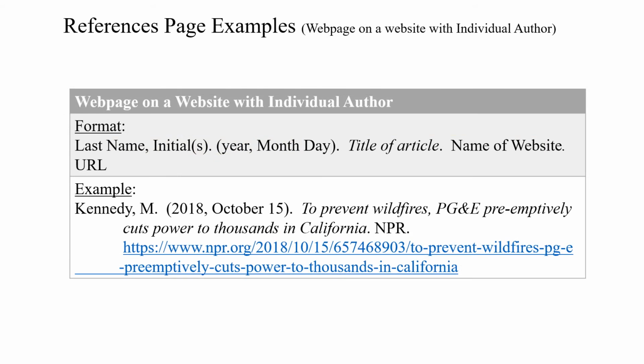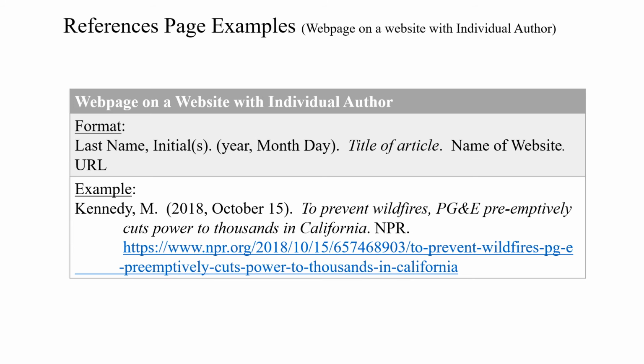We have looked at book references and journal references. Now we will look at the third most common reference, a web page on a website. This example is a web page article with an individual author. The format starts with the last name and initials, followed by the year, month, and day in parentheses.